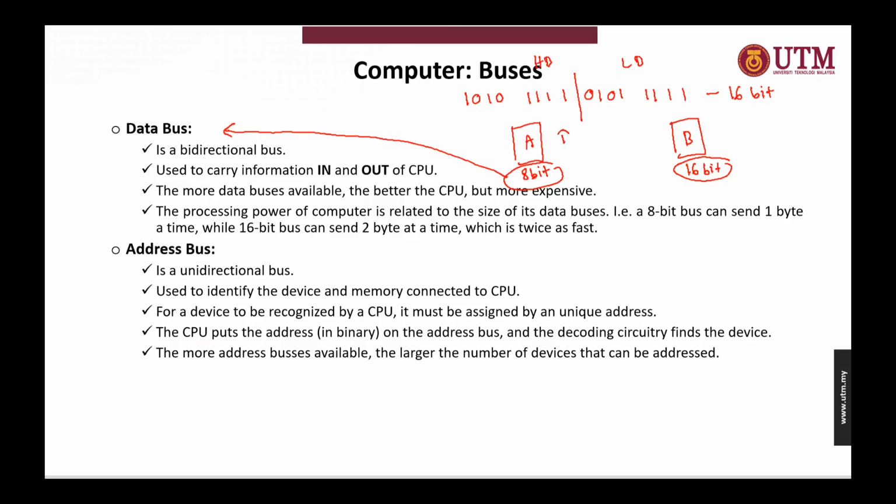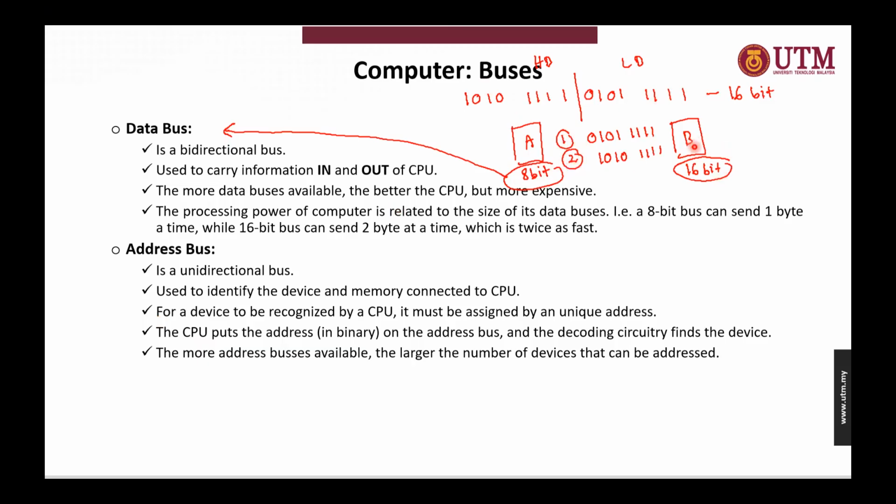On the first cycle, the first value, this number here, is sent out to the data bus. Then on the second cycle, the second number, which is the high byte, is sent out through the data bus. So to send this 16-bit number, you need a total of 2 cycles.